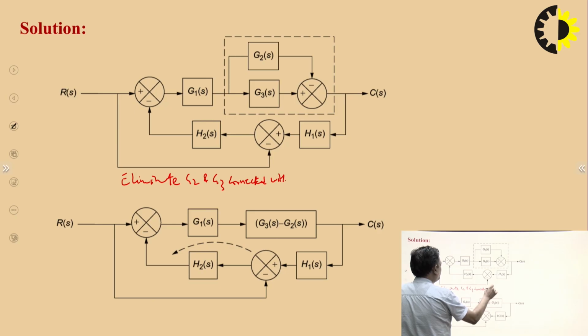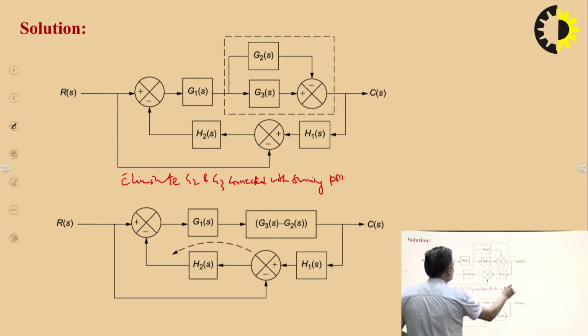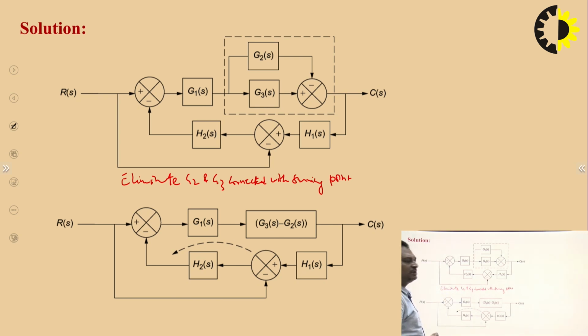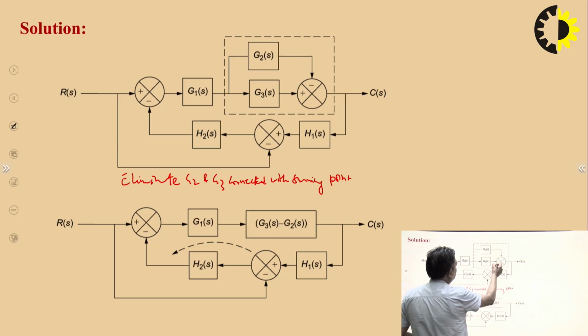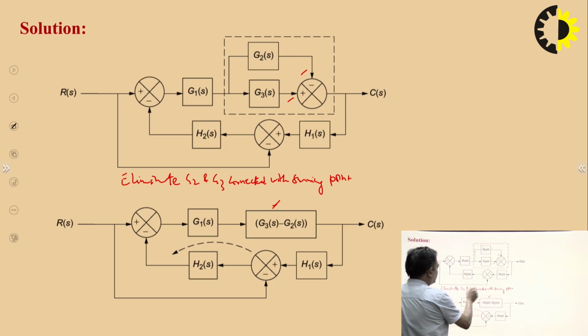with summing point. Whenever you are solving the question, you should write these steps in between. Okay. So, what happened? You can see here G3 is connected with plus and G2 is connected with minus. So, it will become G3s minus G2s. So, now your block diagram is reduced like this one, meaning this dotted line block will be reduced into a single block with transfer function G3s minus G2s.